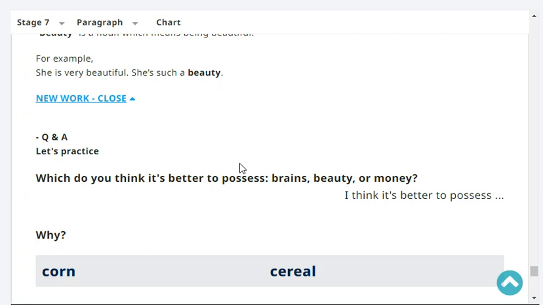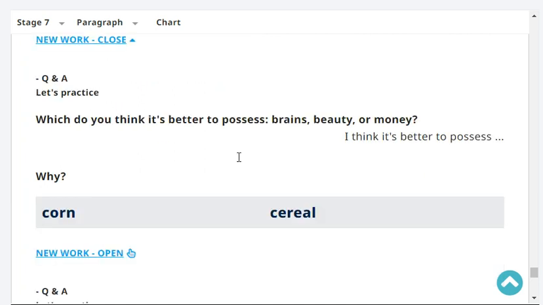I think it's better to possess money. Why? Because let's say if you have money, you can study and change your appearance, to make you beautiful. Yes, like plastic surgery. Okay, very good.